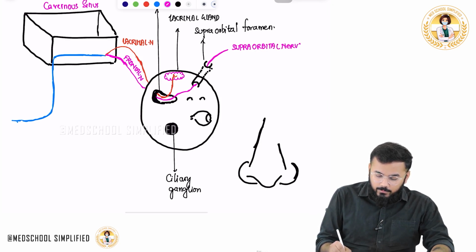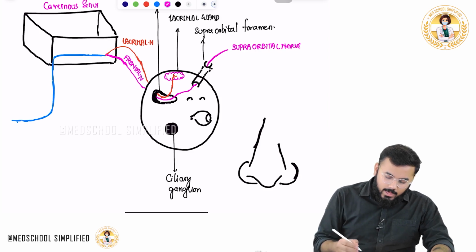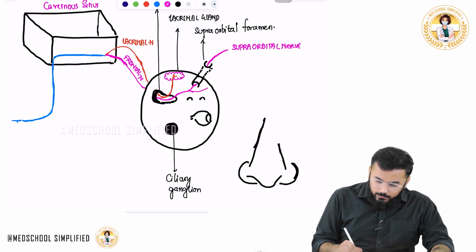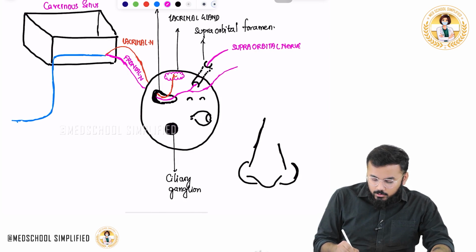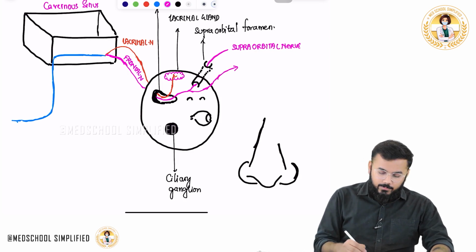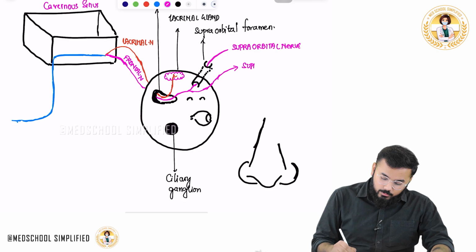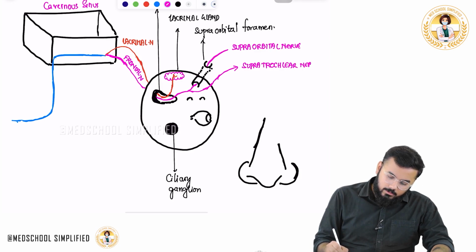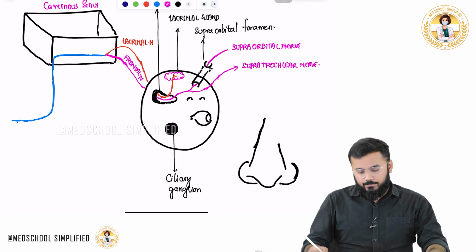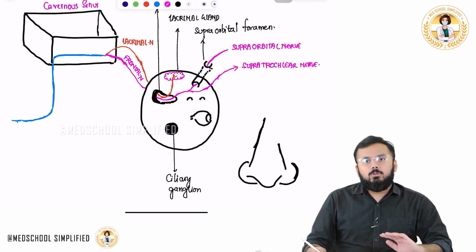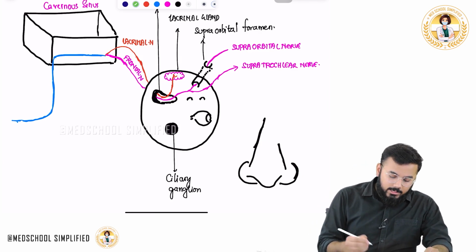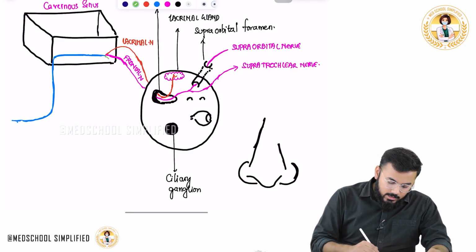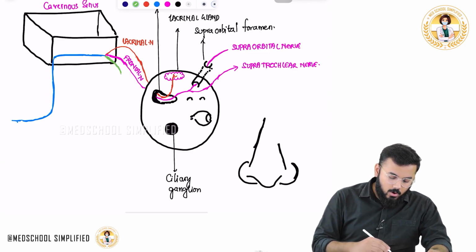Supraorbital nerve. Another nerve along with the supraorbital nerve which is coming out is called supratrochlear nerve. This nerve is supratrochlear nerve. So this is all about the frontal nerve. Now coming on to the largest nerve, right? The largest nerve of this ophthalmic branch is this one.